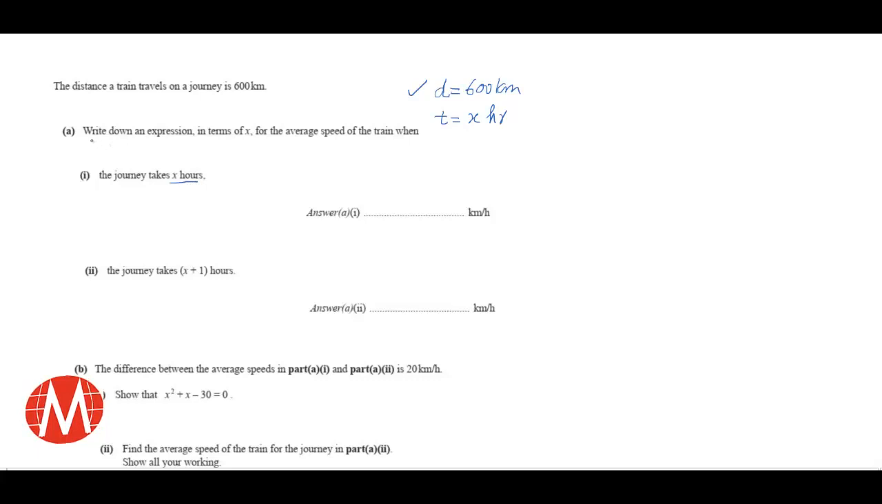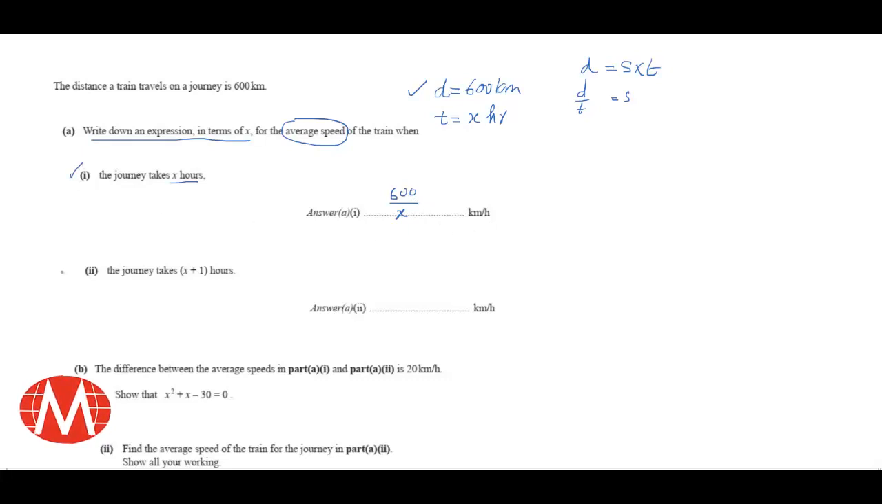What we have to do is write an expression in terms of x for the average speed. And we know the formula that distance is equal to speed multiplied by time. From here, the speed is distance over time. We have made s the subject of the formula. So distance over time, the distance is 600 and the time is x hours. So it is 600 over x kilometers per hour.